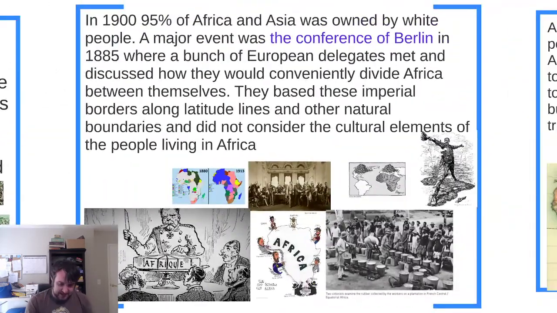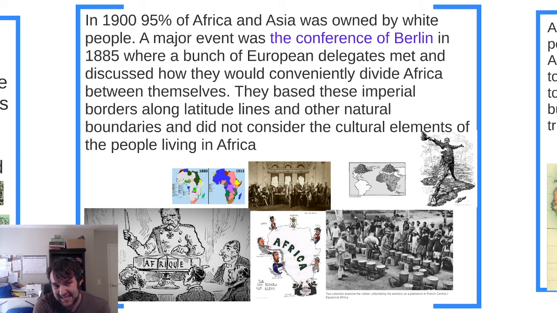Okay, so yeah, and I think I covered a little bit of this. In 1900, 95% of Africa and Asia were controlled by white people. That 5% that wasn't was basically Ethiopia, Liberia, and Japan. Pretty much everything else was owned by Europeans. And then there is an event in history that you definitely must know for this class. The event was called the Conference of Berlin.